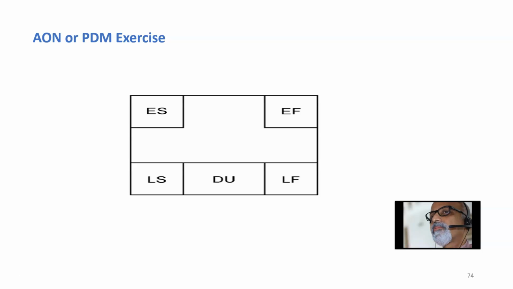In all activity on node diagrams, this is the notation for every activity or for every node. So there is a place for early start, early finish, late start, late finish, and for duration and for the activity name. So this is how each node is depicted.